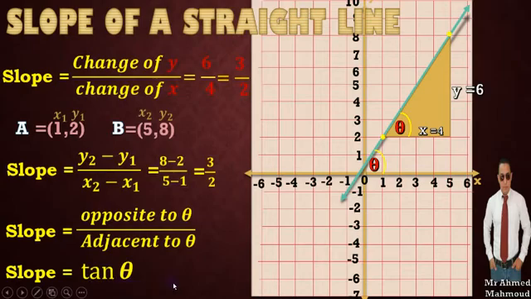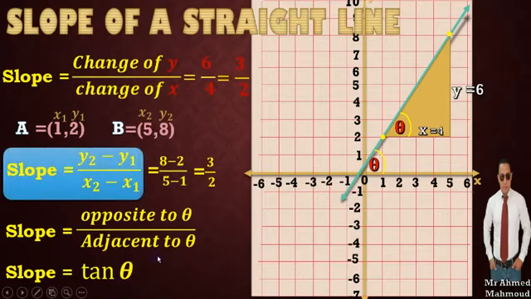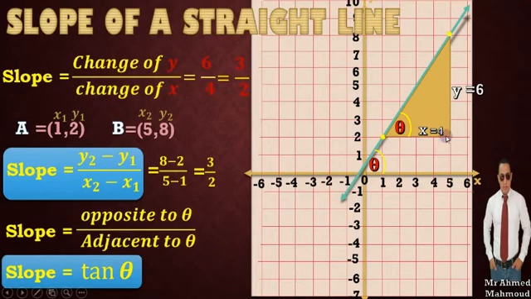So here we have two rules. The slope equals y2 minus y1 over x2 minus x1, change of y over change of x, or the slope equals tan theta. I have explained why the change of y over the change of x equals tan theta, because this is the opposite and this is the adjacent. These are the two rules I need from this description. Now I'm going to solve example 1.